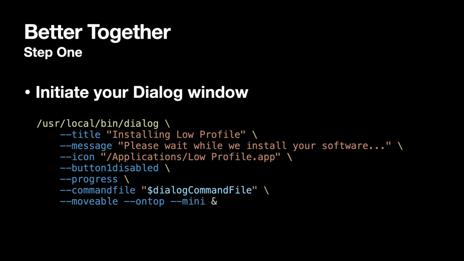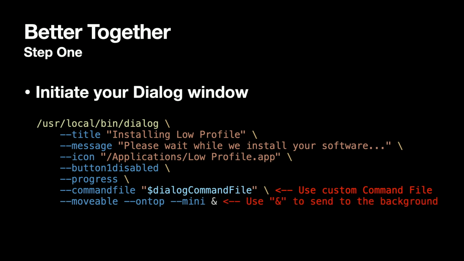Okay. So there are basically 4 steps to smashing these 2 tools together for any single install. Here we're going to install Lowprofile using Installomator. So I'm opening up my dialog window just like we did before. I'm using my custom command file so I know where to send those instructions. And I put an ampersand on the end of it to send that dialog window to the background so my script will continue from there.